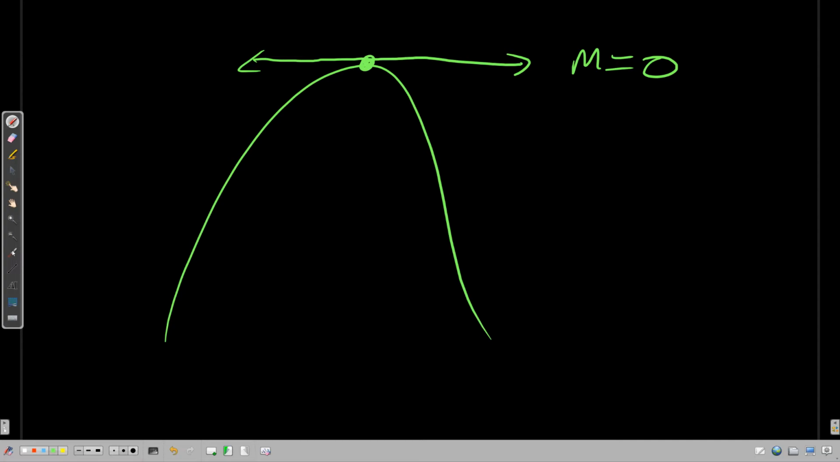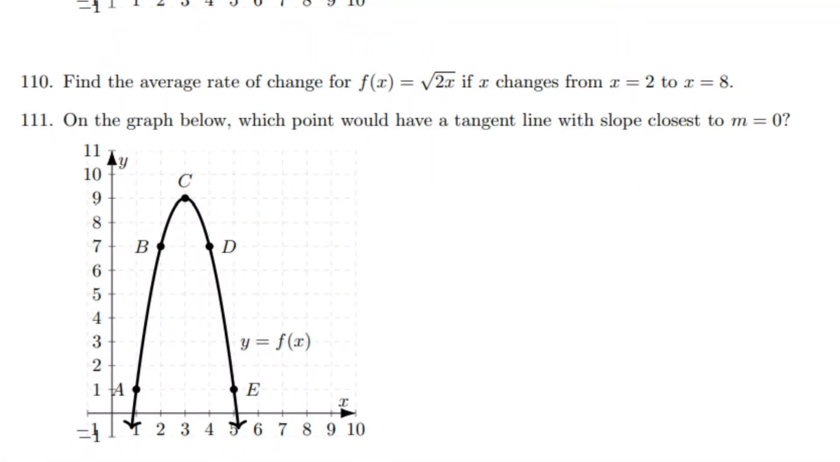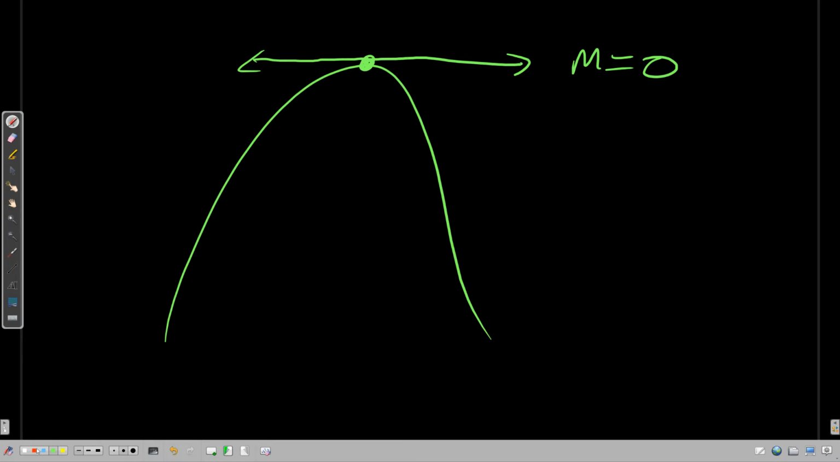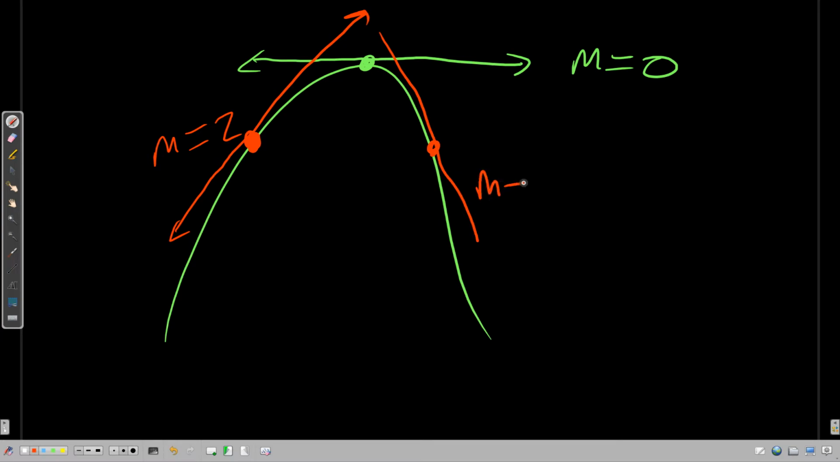If I wanted you to tell me at which spot the slope of the tangent line was closest to 2, if I wanted to know the spot on that parabola where the slope was closest to 2, then it would have to be something over here on this side, because all of the points over on the other side would have negative slopes for their tangent lines.